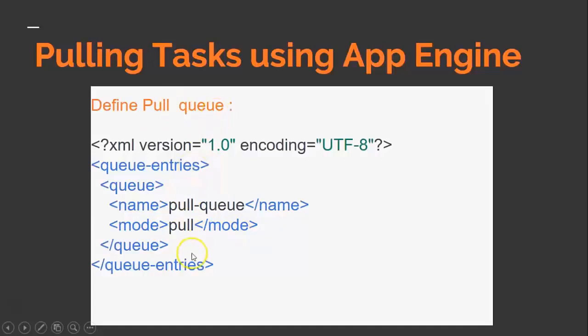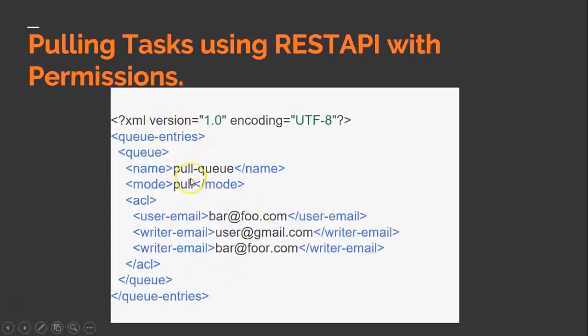So here you can see I have defined a queue, and here we have defined the name pull queue, and then mode we have defined as a pull mode. If you're using the task queue REST API, you also need to create an access control list. Generally we need to specify the permission for a user to get access to it.